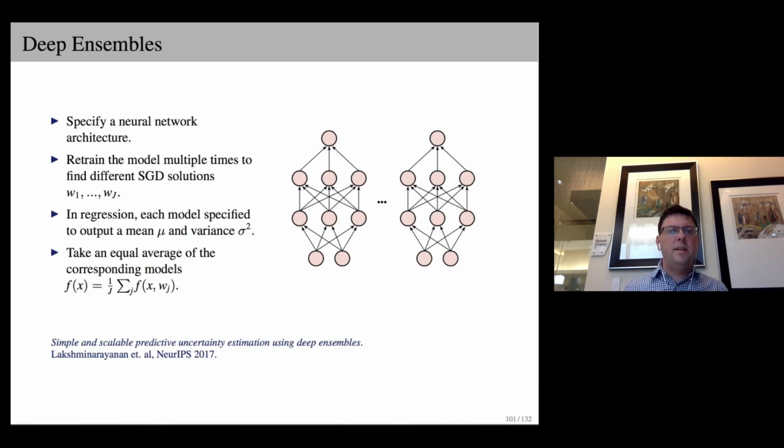Deep ensembles has recently gained a lot of popularity and has achieved a lot of success. The idea is to specify a neural net architecture, retrain the neural net a bunch of times to get a bunch of different SGD solutions, typically starting from different initializations. So we get a bunch of different weights. And then, again, in regression, each model can be specified to output a mean, mu, and a variance, sigma squared, trained through, say, a Gaussian likelihood. And once we have all these different architectures corresponding to the different weights that we found through SGD retraining, we take an equally weighted ensemble.